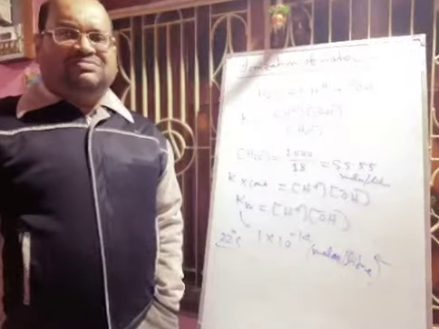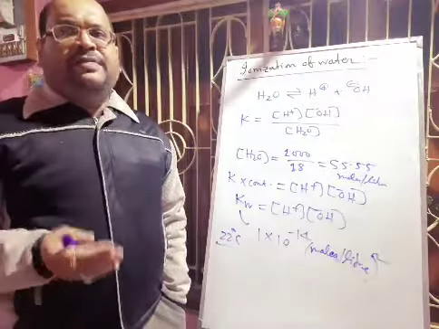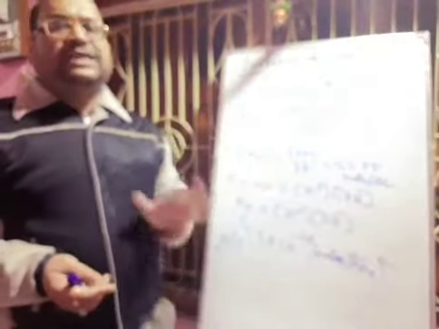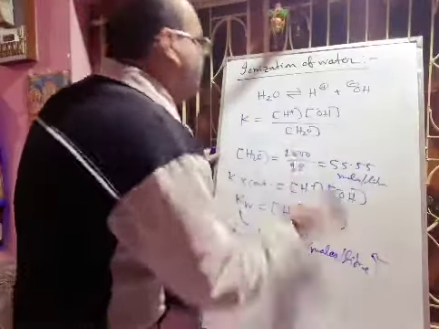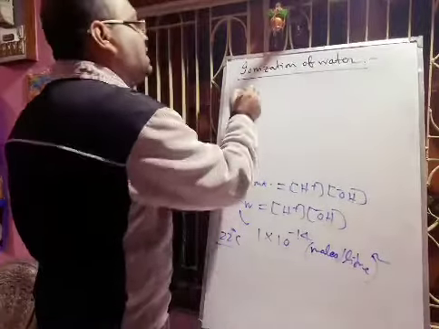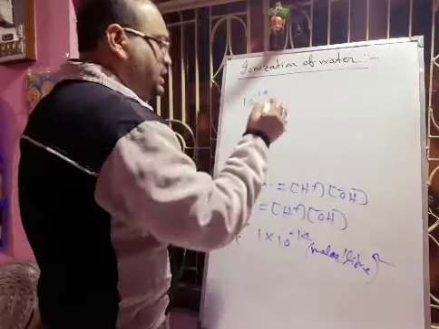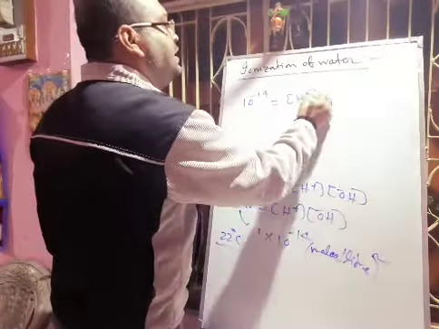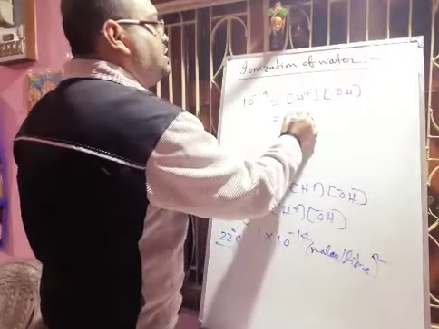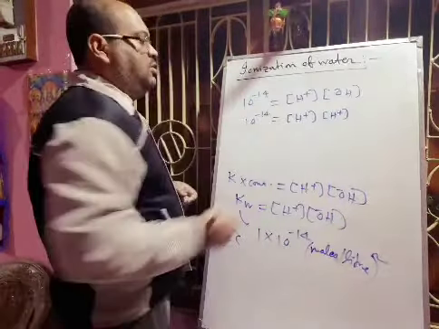Now whenever water is dissociating, definitely the concentration of H plus and the concentration of OH minus will be the same. So here we can write that Kw is equal to 10 to the power minus 14. That will be the concentration of H plus into the concentration of OH minus, but both are the same, so we can write the concentration of H plus into the concentration of H plus, that will be equal to 10 to the power minus 14. Hope you can understand.